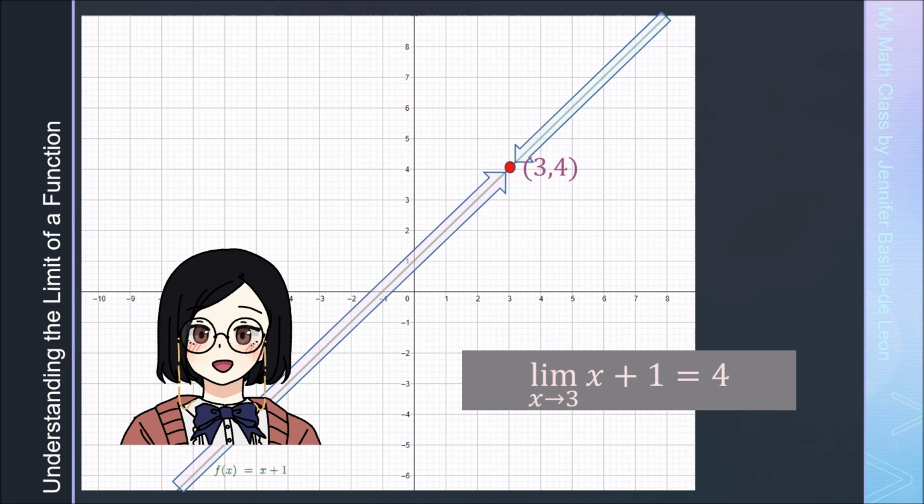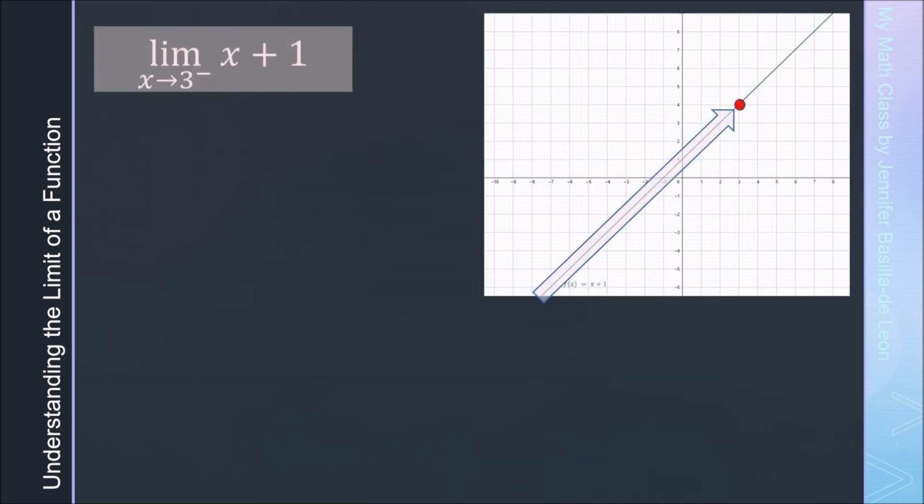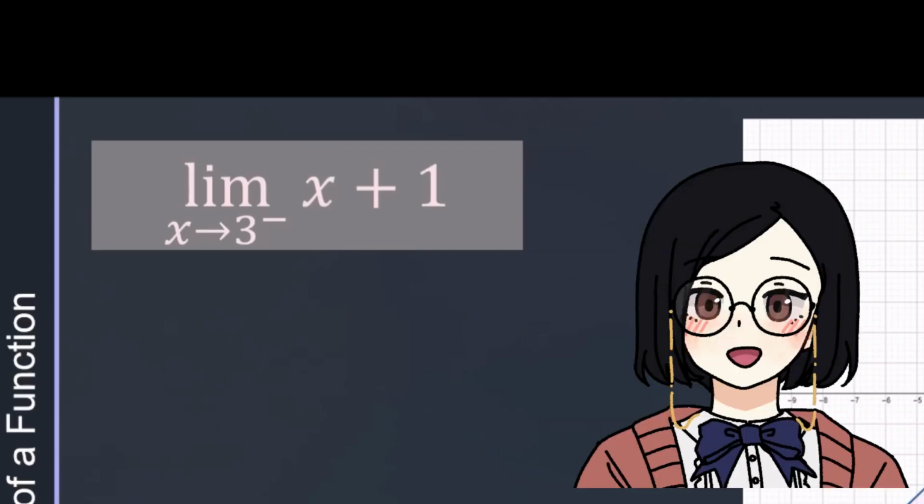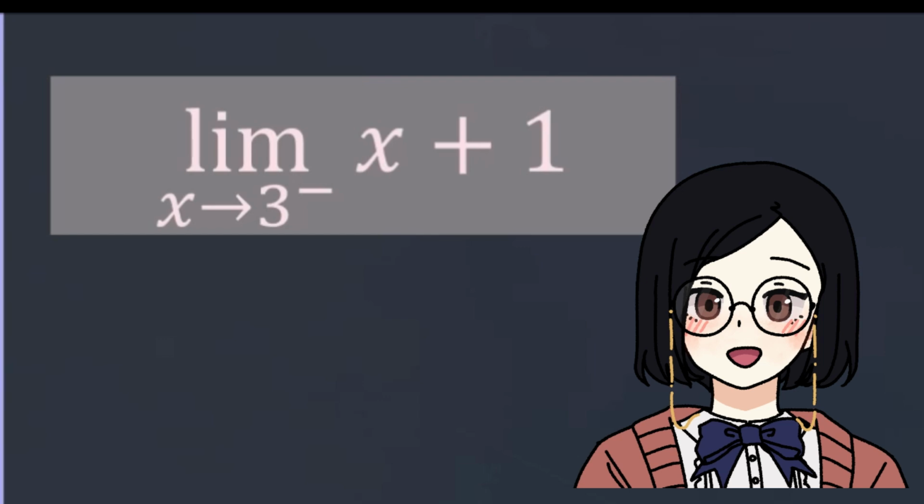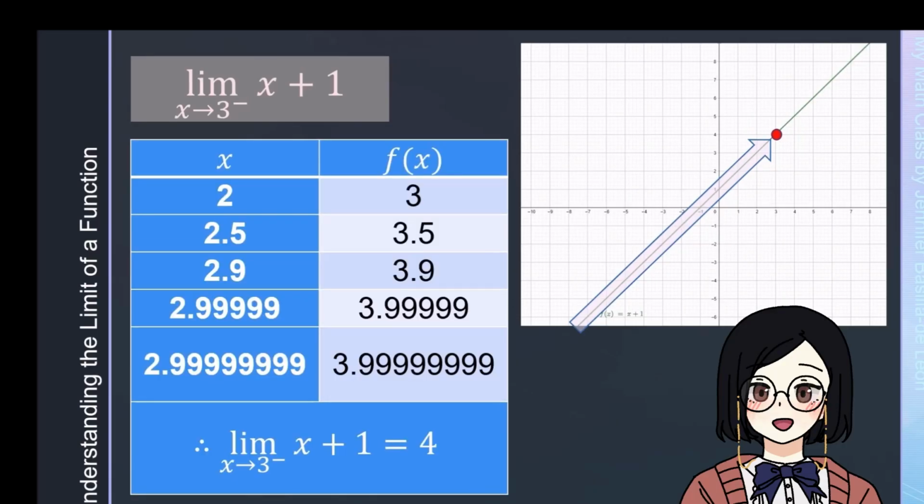Let's verify our conclusion through a table of values by evaluating the function with appropriate values of x. Let's have first the left-hand side of the limit. In symbols, we have the limit of x plus 1 as x approaches 3 from the left. In this case, consider only the values from the left of 3. For example, we choose 2. Evaluating the function, it will result to 3.